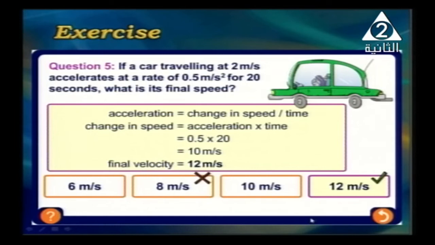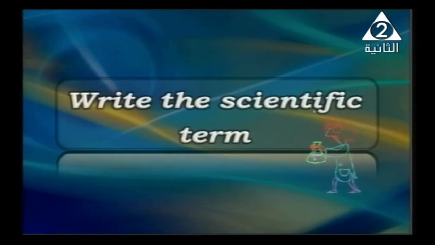So this is about what? About this exercise. Write the scientific term. It's very important for you to find out the meaning of each sentence here. Okay, each sentence needs one rule or one concept, one scientific term.